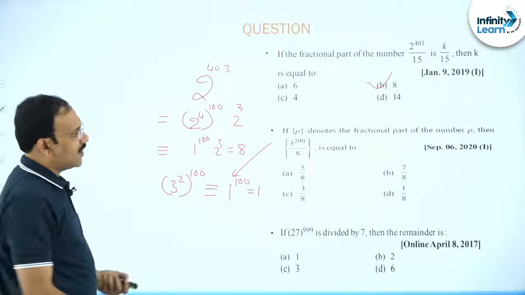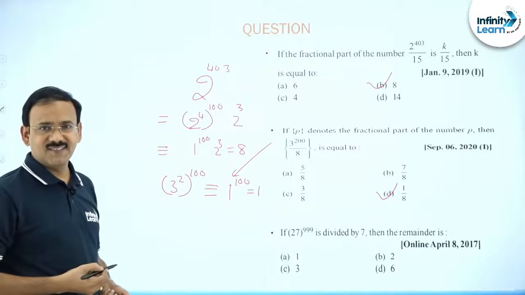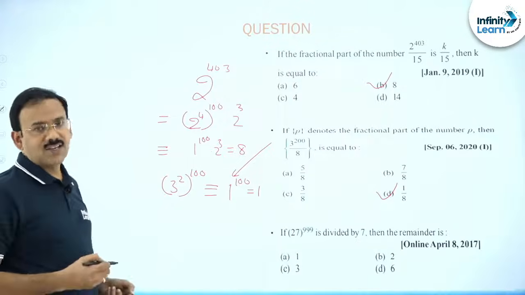So 1 is the remainder, so 1 by 8 is going to be the fractional part. Very simple, right? You try to observe the shortcut.